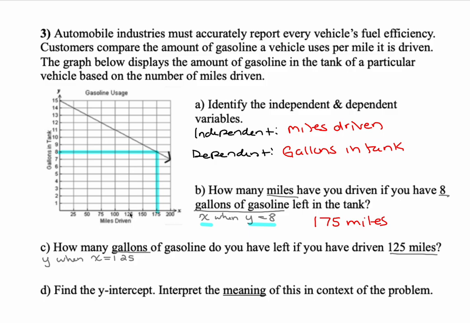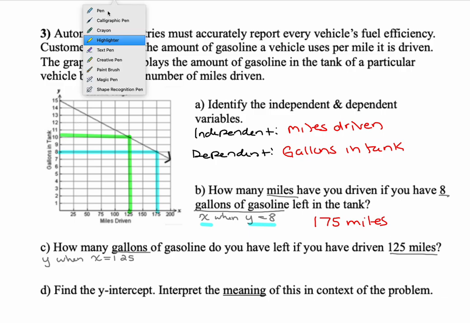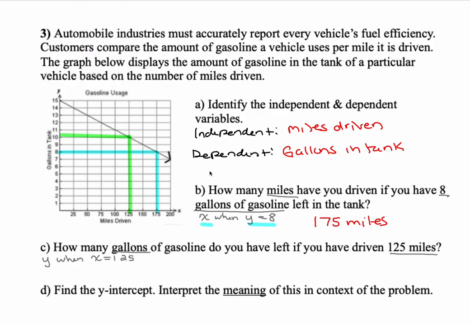So I'm going to go to the x-axis of 125. So here's the x-axis of 125. I'm going to go up until I get to the function. I have now intercepted the function. Now I'm going to go over to the y-axis so I can see where it hits. And it looks like it has hit at 10. So then my value would be, how many gallons of gas do we have left? We would have 10 gallons of gas. So again, I used a green highlighter to find where the X was 125, and we went to the Y value where it intersected the graph.